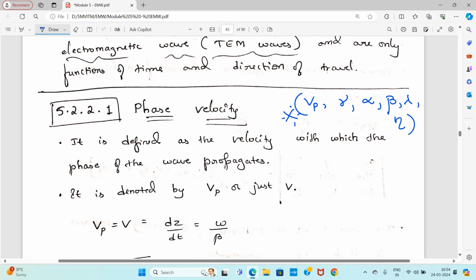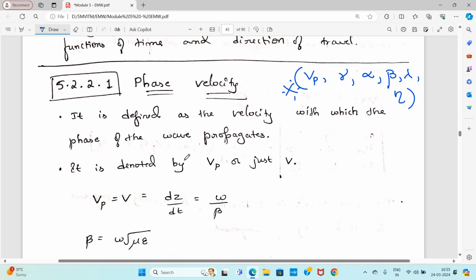Okay. In this video, as I told you in the previous video, we'll now be finding the equations for the six important parameters, that is VP, gamma, alpha, beta, lambda, and eta, the intrinsic impedance. Okay. The first one is going to be the phase velocity.